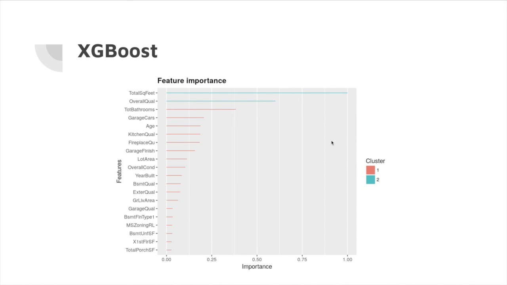So we can say that the most important feature is the total square feet and then the overall quality of the house. So we can see in the graph, we can explain how important these features are compared to the final price of the house.